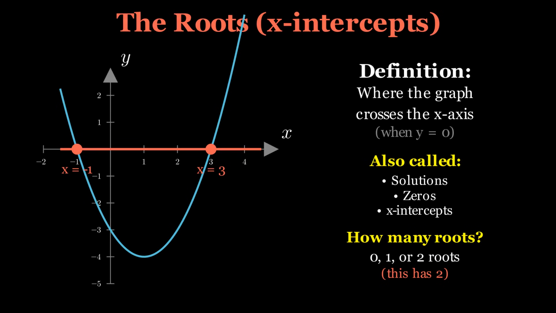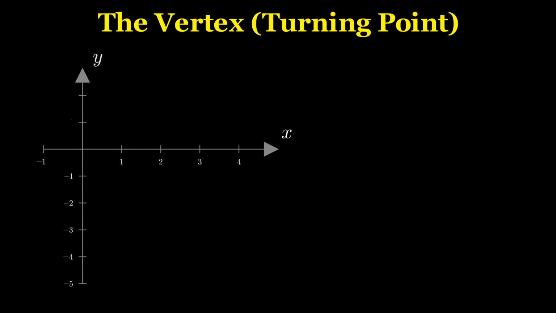Now for the vertex, the most important point on any parabola. The vertex is the turning point where the graph changes direction. In this example, the vertex is at 2, -1. This is the lowest point on the graph.